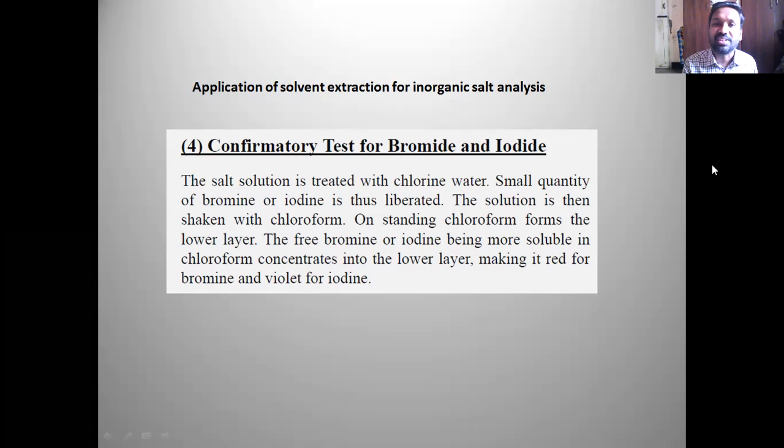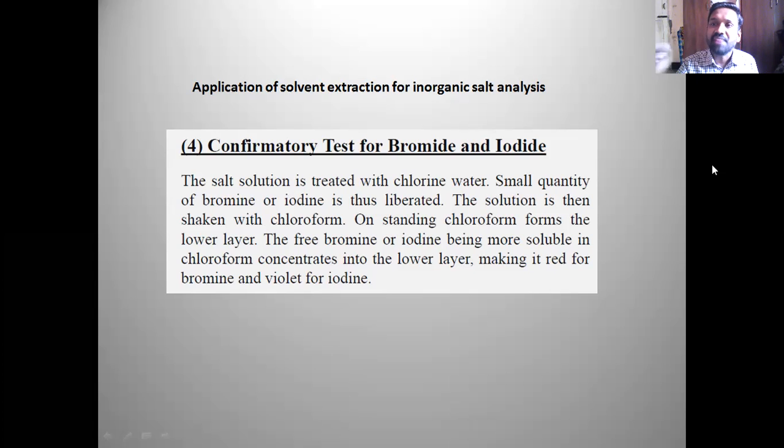The confirmatory test for that is, you take a fresh salt sample and add chlorine water. This chlorine is an oxidizing agent. It oxidizes Br minus, if it is present in your sample, into Br2. So the bromine is liberated. But this bromine is not that soluble in water. So what you do, you take chloroform, an organic solvent, and shake this.